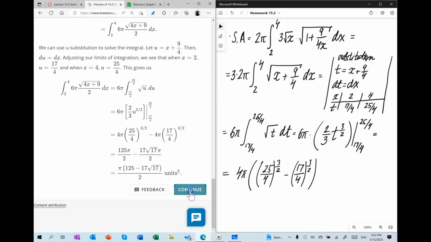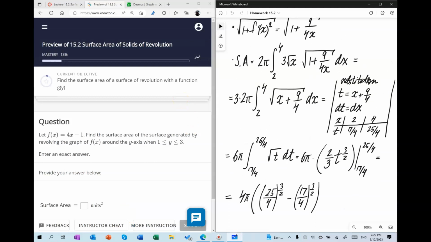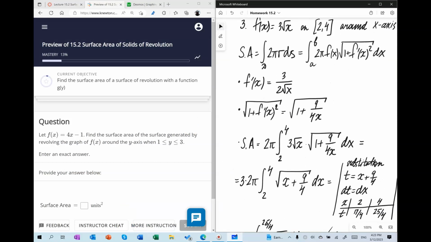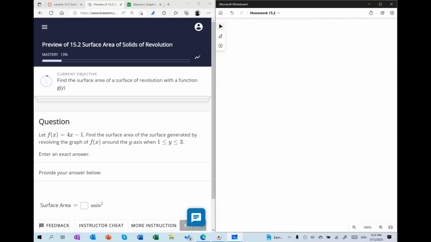And looks like we got it. The fact that the mastery bar moved backwards is concerning, but the more practice, the better. So let's go to number 4. We are once again given a function.